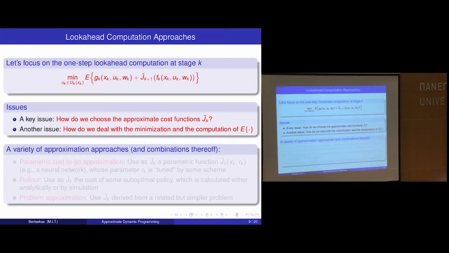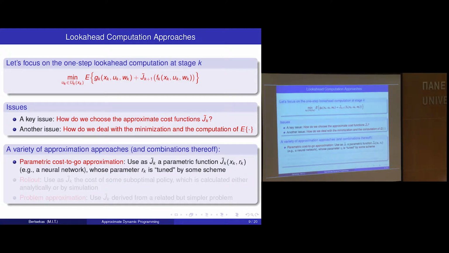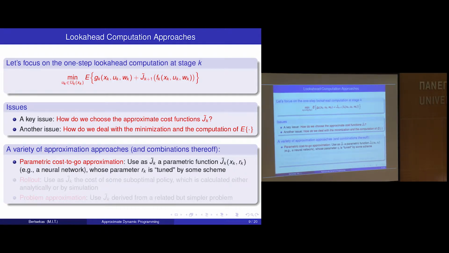Okay, so there are a number of approximation approaches for computing J tilde k. One is parametric cost to go approximation. We use as J tilde some function from a parametric class that depends on some parameter vector Rk, or a weight vector. We call them weight vectors, and the weights of a neural network, if you want to think of them in those terms. So we have a whole class of functions that are parameterized by this vector here, and we choose the parameter Rk that achieves some good effect. The parameter is tuned according to some scheme. Typically, the idea is to bring this J tilde k close to the exact Jk. Okay? So that's parametric cost to go approximation. I'm going to say a few things in the remainder of this talk.